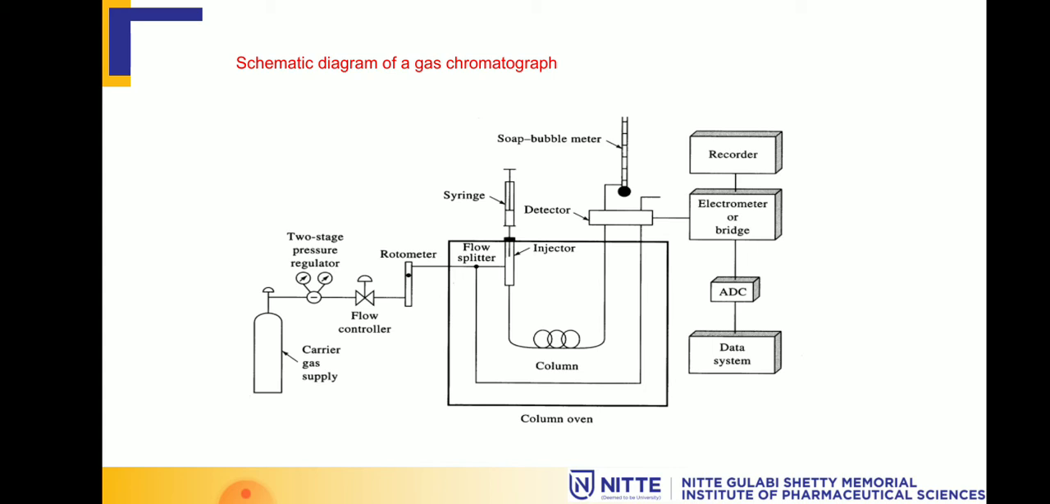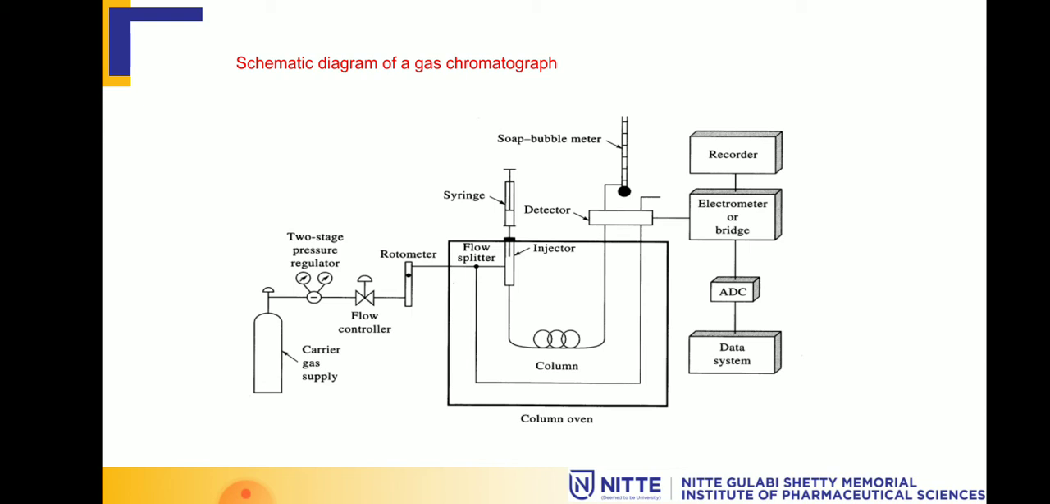Let us look into the types of column, the materials or stationary phase which make up the column, and the different types of sample that are separated using these stationary phases. The main focus today will be on the column. The column of gas chromatography is classified into two categories: a packed column and an open tubular column.